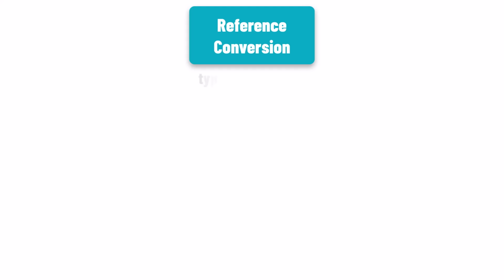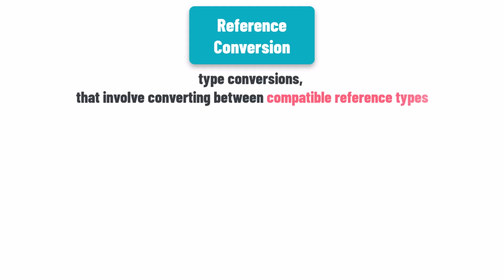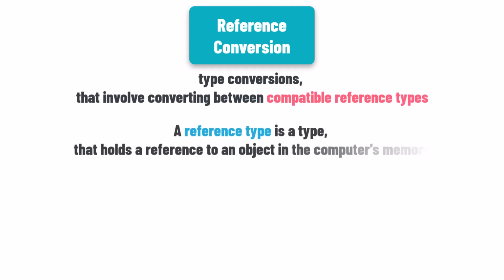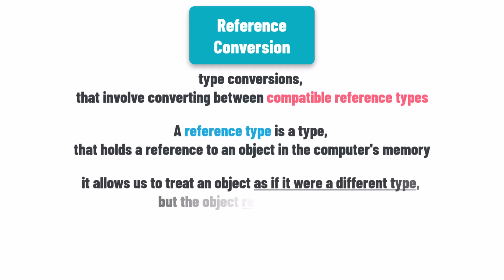Reference conversions are type conversions that involve converting between compatible reference types. A reference type is a type that holds a reference to an object in the computer's memory. A reference conversion is safe because it doesn't alter the object itself, only the way we refer to it. In simpler terms, it allows us to treat an object as if it were a different type, but the object remains the same. To understand this better, let's look at an example.